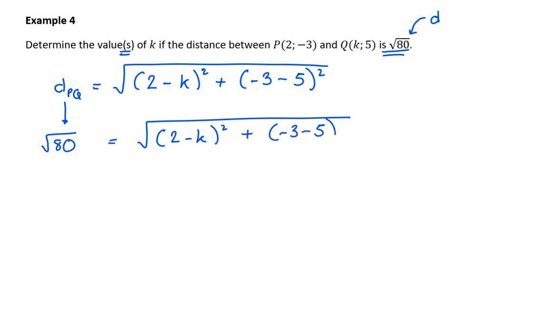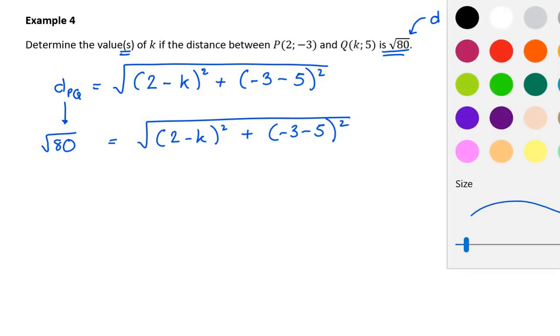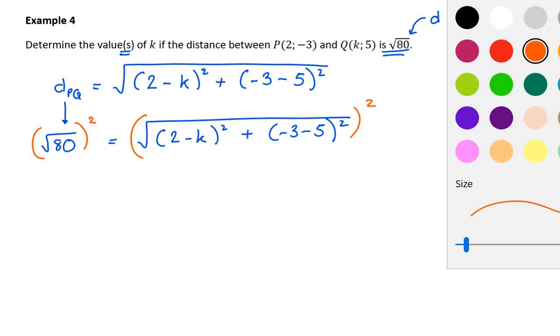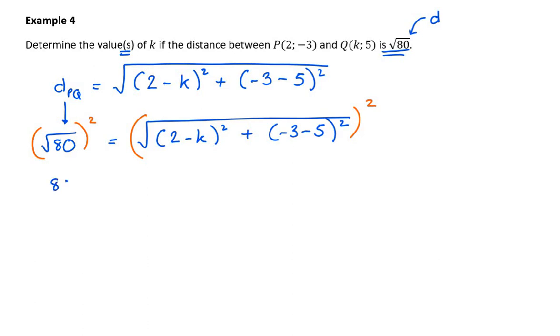Now, because I have a square root on both sides, why don't I just square both sides of the equation, which we know I'm allowed to do from surd equations, and then basically the square roots disappear. So if I square both sides, this is simply 80, and this is just (2 minus k) squared, plus now negative 3 minus 5, which is negative 8 squared.